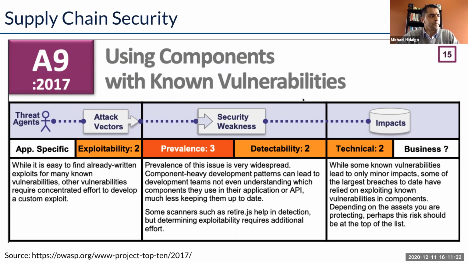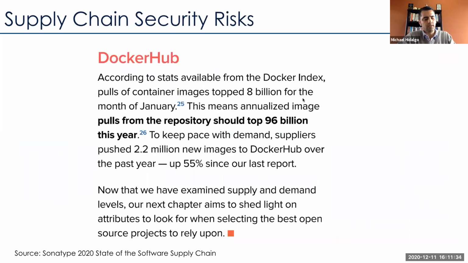So we have put some information about that, specifically the growth of containers. We found a really interesting analysis from the Sonatype folks, very recent from this year. As you can see here, according to the stats available in the Docker Index, pulls of container images topped 8 billion for the month of January. That means pulls from the registry should top 96 billion this year.